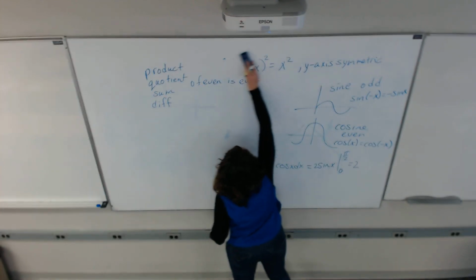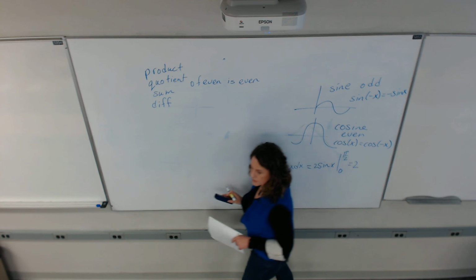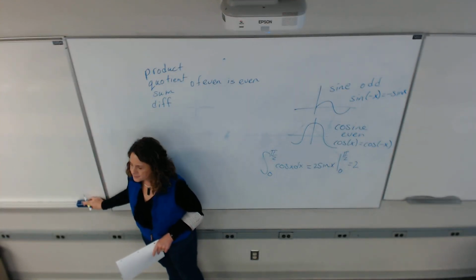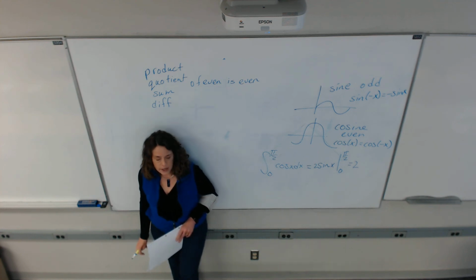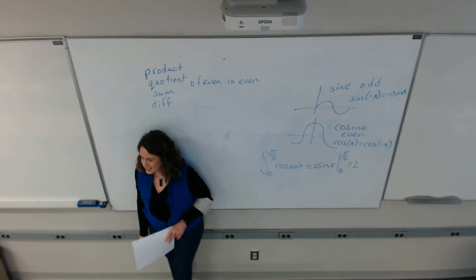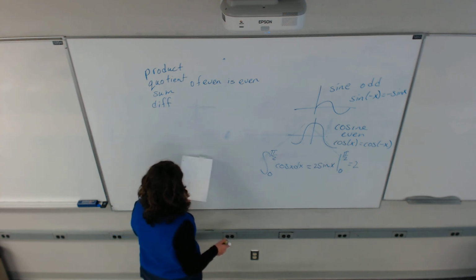If I asked you to do x squared plus cosine of x, is that an even function? Yes, it is, because they're both even, so their sum is even. How about x squared cosine of x? Yep, their product is even. Cosine of x divided by x squared? Yes, provided I don't let x be 0, their quotient is even. So anything you do to combine 2 even functions produces an even. Odds are different and more difficult.